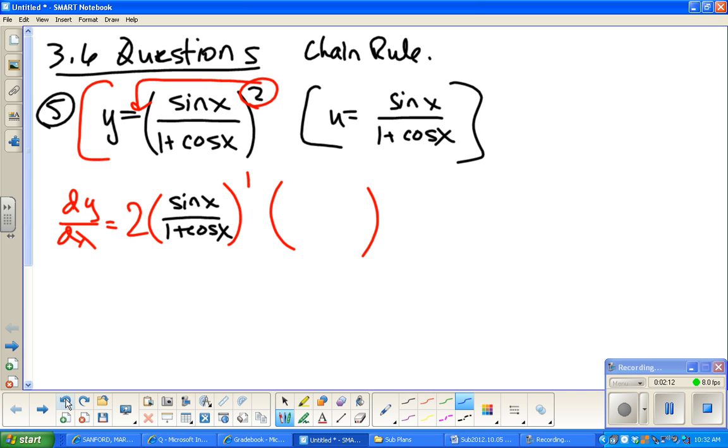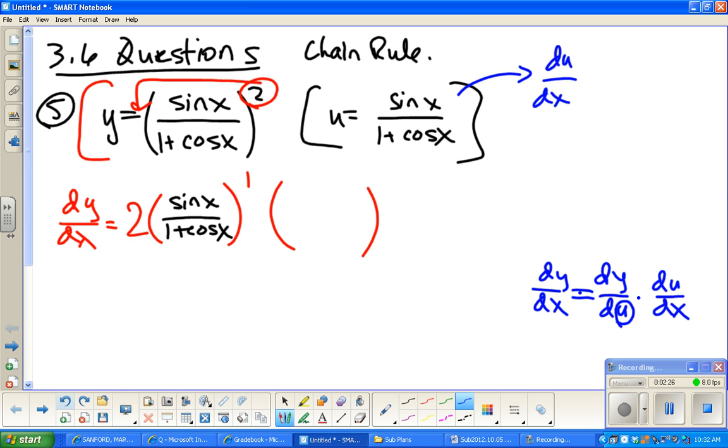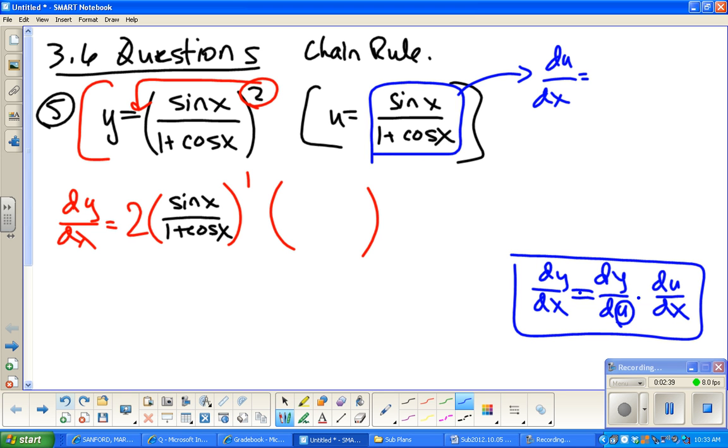So off to the side here, I'm going to do the derivative of the inside. Again, the whole premise of this overall is dy dx equals dy du, and the u is the inside, times du dx, so times the derivative of the inside. That's the idea. This is the chain rule. That's what this is all based on. So here we are doing du dx. Well, I'm not going to have room to do du dx there. I'm going to do the derivative of sine over 1 plus cosine.